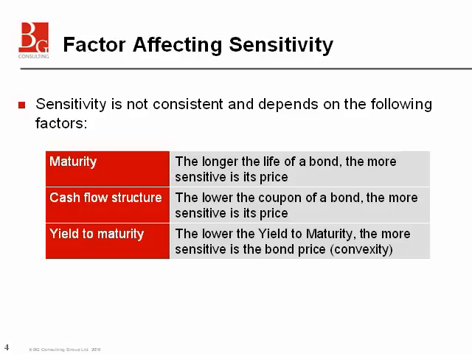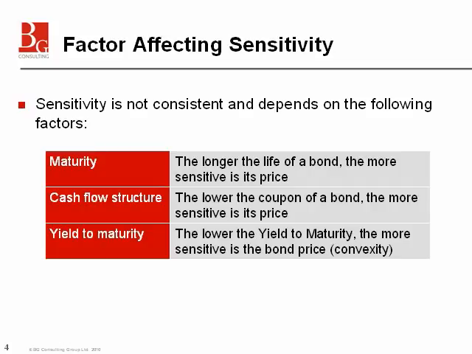So what about the cash flow structure of the bond? The lower the coupon of a bond, the more sensitive is its price. Again, this makes intuitive sense, for when a bond pays a higher coupon, the holder of the bond receives repayments at a faster rate. Compare a high coupon bond to a zero coupon bond with the same remaining life to maturity. The latter is going to be far more sensitive since all the cash flows are paid at maturity and present valued at this point in time.